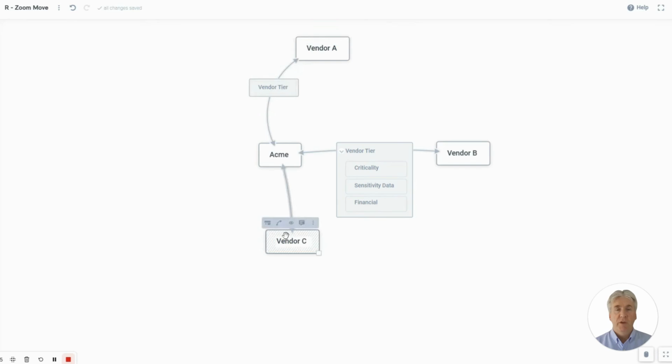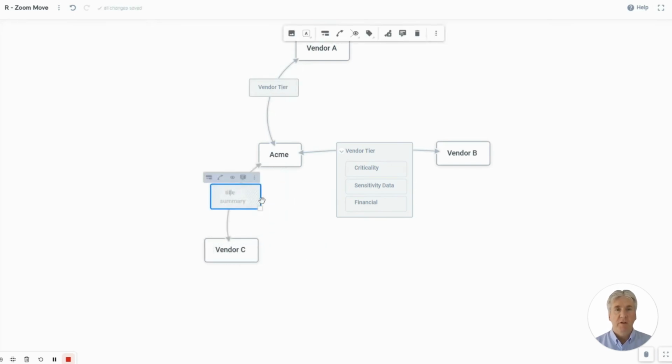And as a result of this, we now have a much deeper level of understanding about their role in the ecosystem, and we can make better informed decisions about how we manage them and what priority we give them in terms of assessing their cybersecurity posture and how it might impact Acme. To help with prioritization, we can also add a scale to each of the tiering criteria to assist in making distinctions between the different vendors.